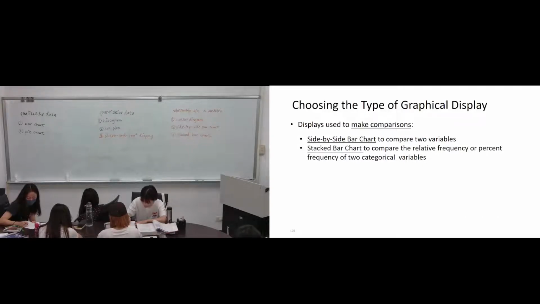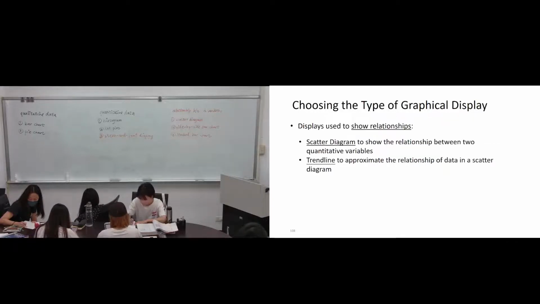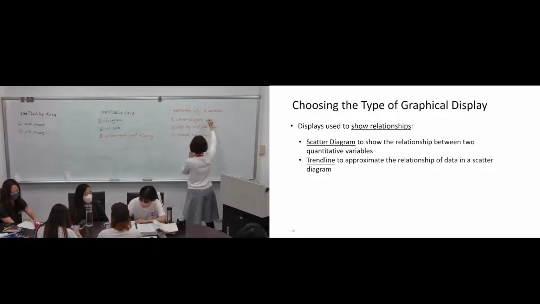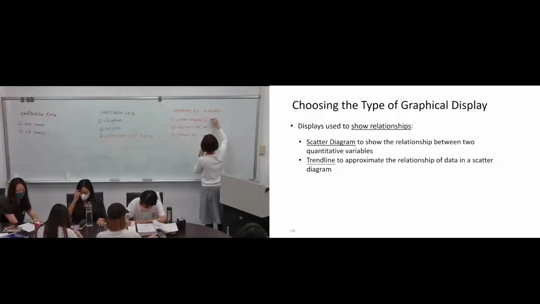So these two charts help us to compare two variables. Also the scatter diagram. The scatter diagram shows the relationship. And don't forget, when we draw the scatter diagram, we would like to draw the trend line.